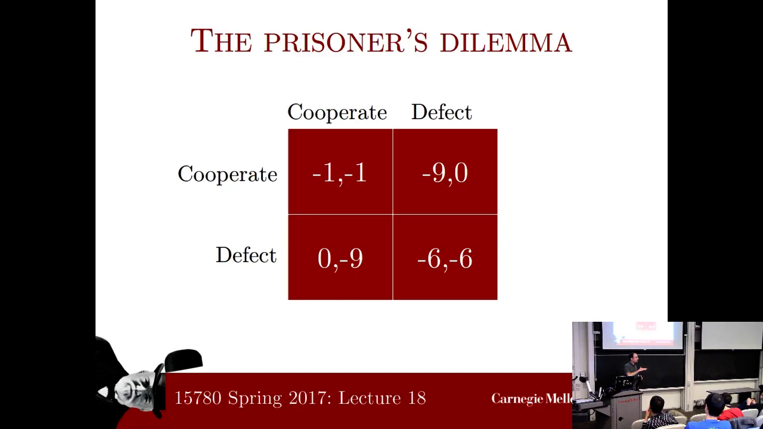So the idea is we have one player choosing a row, the other player, player 2, choosing a column. And for each entry, we have 2 numbers, where the left is the utility to player 1, the row player, and the right is the utility to player 2, which is the column player.